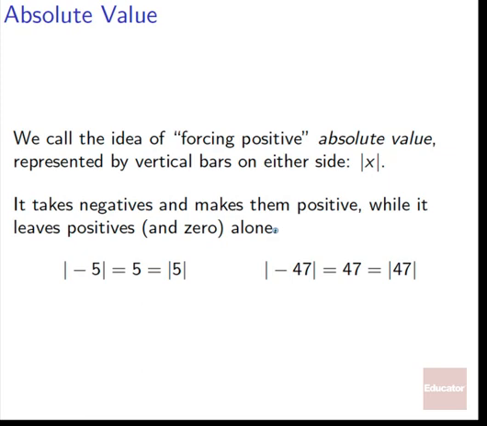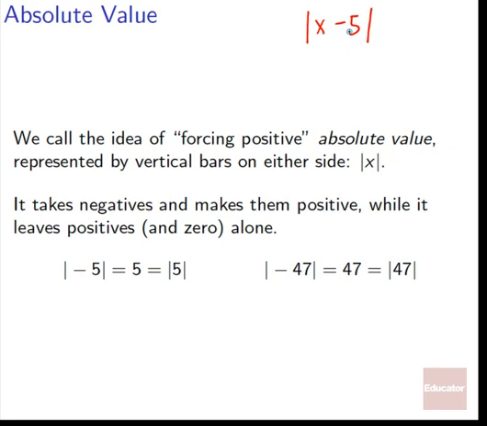It's represented by vertical bars on either side. So whatever we want to take the absolute value of, we just put inside 2 vertical bars. So we could have something like x - 5, and whatever comes out after we plug in x, we would take its absolute value. We would force positiveness. It's going to take negatives and make them positive, and it will take positives and not do anything.